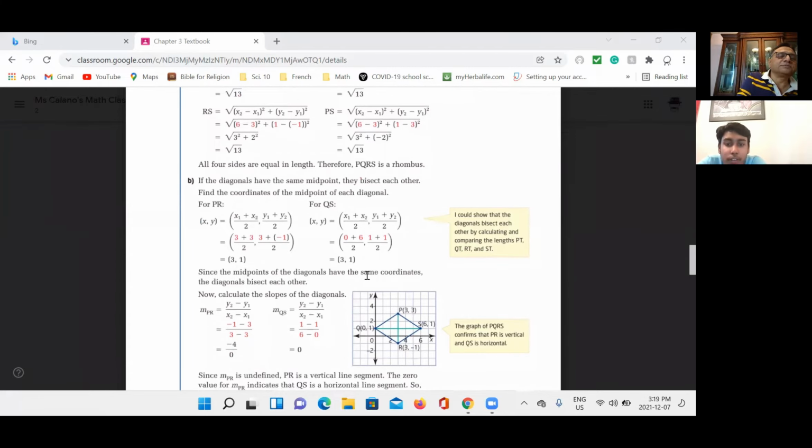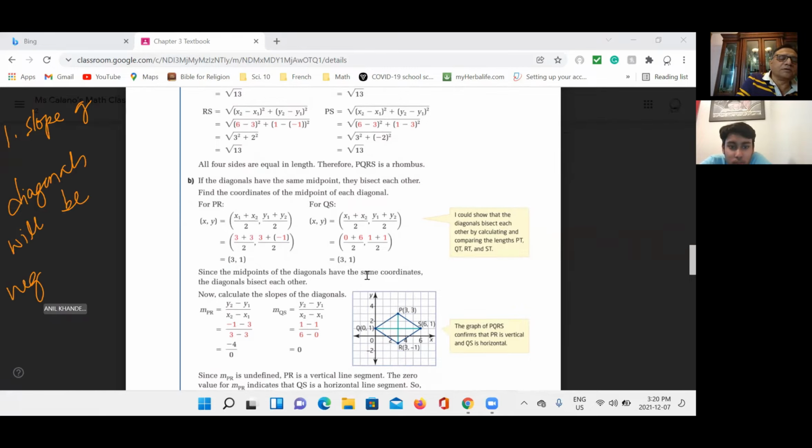Okay, sir. So there are two things. One is the slope of the diagonals will be negative reciprocal. Okay, because one is going from left to right, another one is coming down from left to right. Correct. Slope is negative reciprocal. Second, because they are right bisectors, it means they should intersect at right angles, correct? Bisector means equal length of each side.